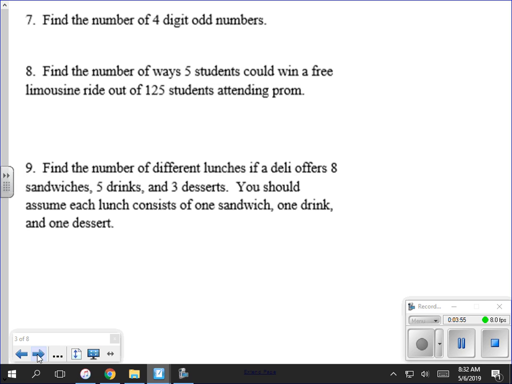Find the number of 4-digit odd numbers. So for a 4-digit number, I have 4 digits. The first one can be 9 because I cannot have a 0 in the first spot. I can have anything in the second, anything in the third, and for the last one I have 5 possibilities: 1, 3, 5, 7, 9. Multiply those out: 45 with 2 zeros.